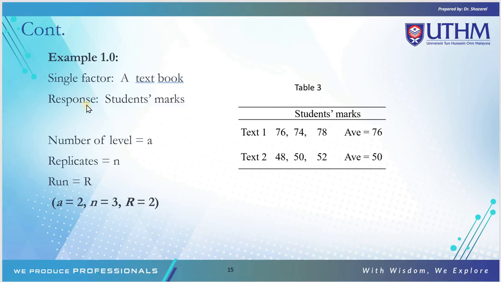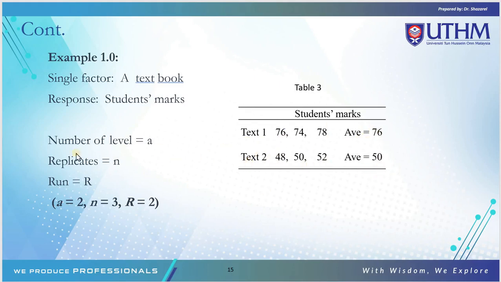In this video, I'm going to continue an example of DOE. So, look at this example 1. Here we have only one factor, which is the type of textbooks. We have two types, textbook type 1 and textbook type 2. From this given example, the response is the student marks. So by using textbook 1, what are the marks for the student? And then textbook 2, what is the score for the student? And then we have the average marks for textbook 1 and the average for textbook 2.